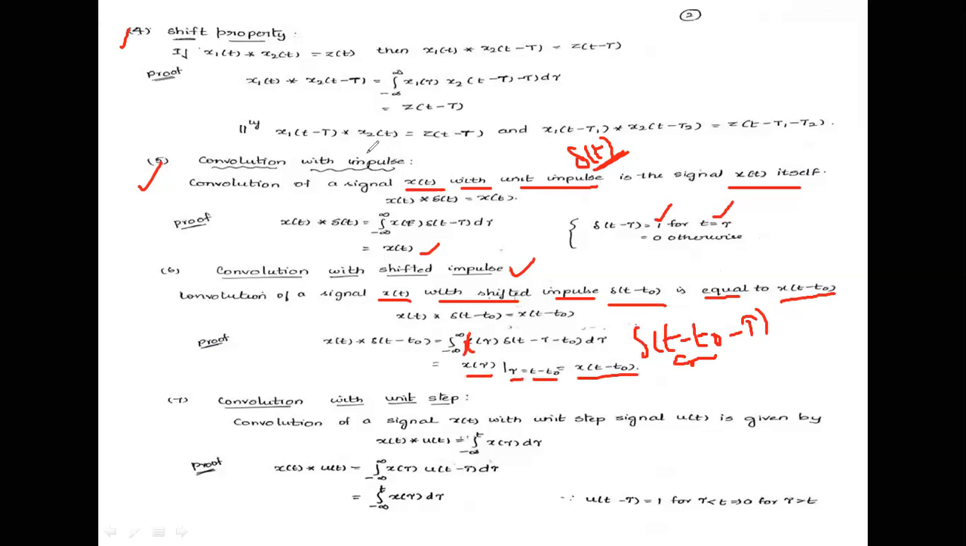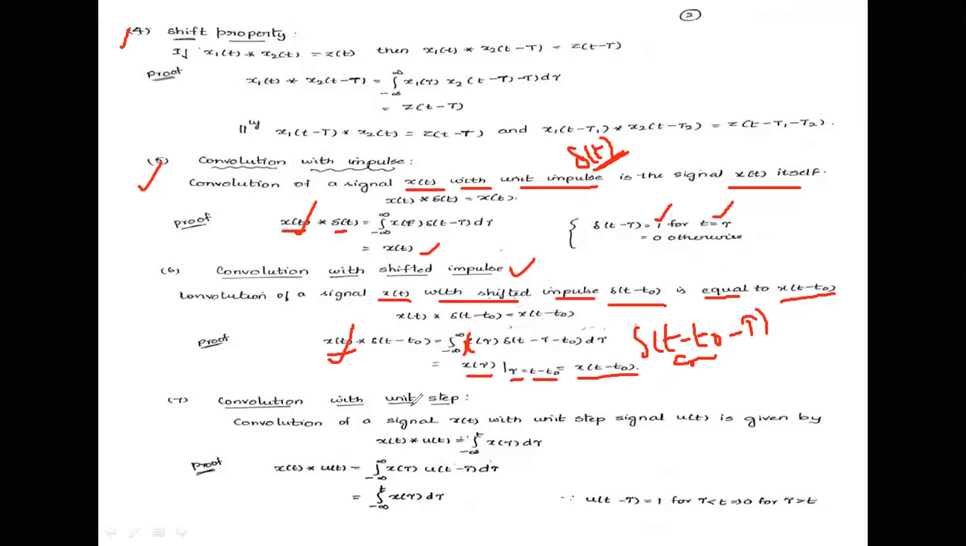Convolution with the impulse signal gives the signal itself, x of t only. Convolution with the shifted impulse gives the same signal shifted by t naught samples. Same signal means I am saying x of t. Without shifting, we directly get x of t. With shifting, x of t is a version shifted by t naught samples.